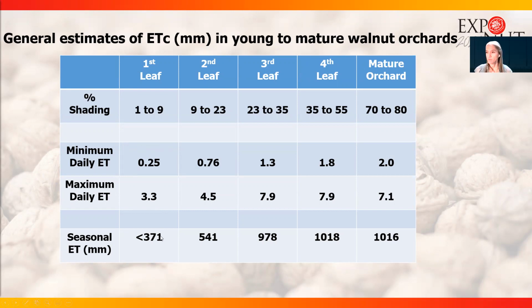And so what you can see by looking at the chart is that a young first leaf tree is going to use less than a third as much water as what we see in a mature orchard. And so this is an important thing to consider. And you may even need to modify your irrigation system to target the root zone in those younger trees to help reduce the wasteful application of water.